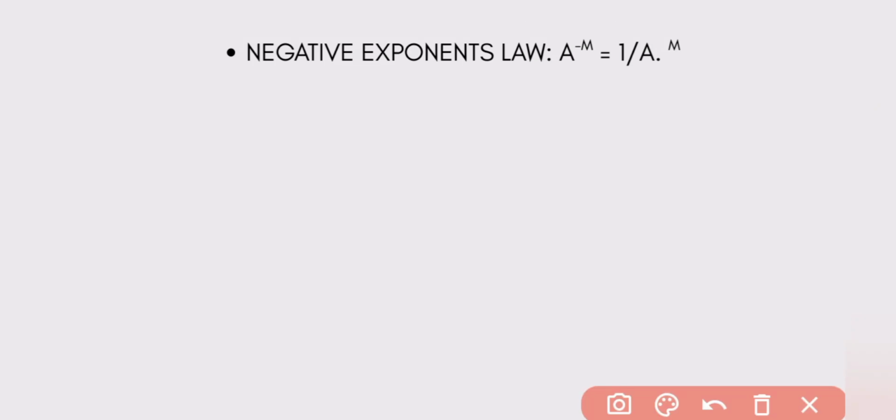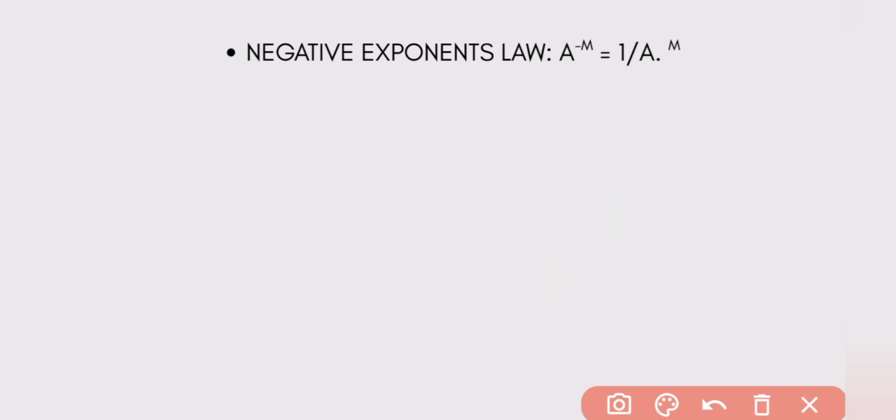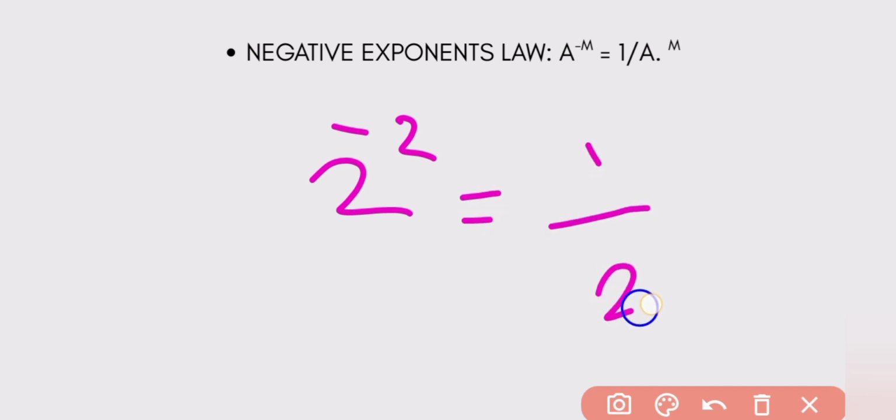Now we have the negative exponent law, which says that any number which has a negative power will be written in this form. Let us make it clear. If it has the power of minus m, then it will be written as 1 upon a to the power m. So if we have the number 2 and its power is minus 2, it will be written as 1 upon 2 to the power 2, which is equal to 1 upon 4.